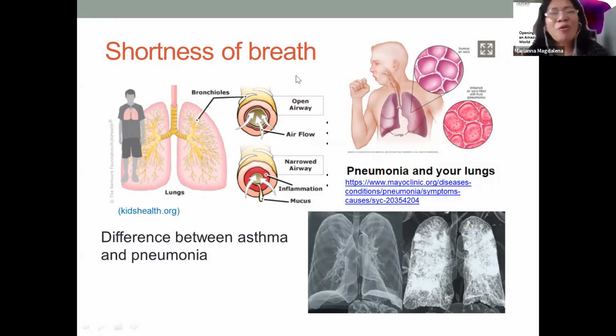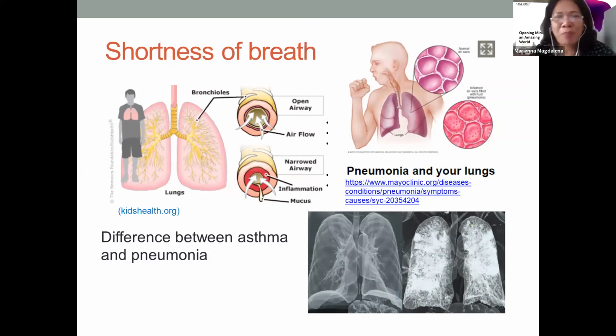Then we can start with the question: list the diseases that cause shortness of breath. Not only COVID-19 causes shortness of breath. I think the students already know the symptoms of COVID-19: fever, cough, and then shortness of breath. So you can ask about the diseases that cause shortness of breath.